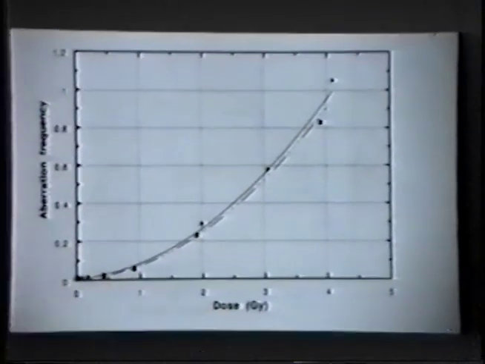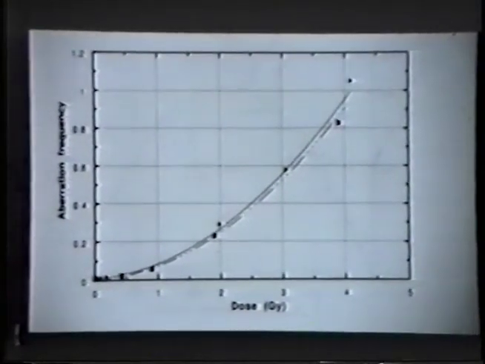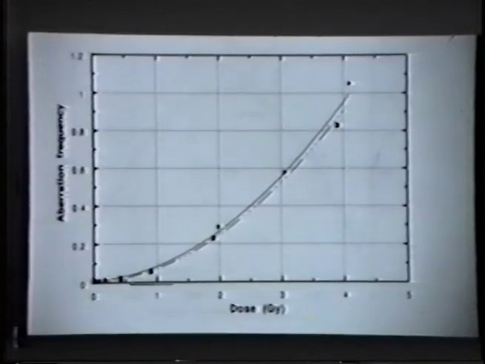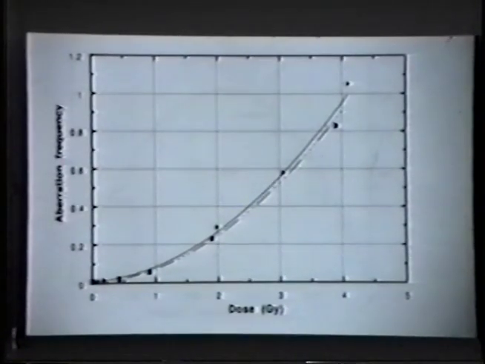And so what this gives you then is a very nice tool for measuring aberration frequency, in this case shown as a function of dose. What this allows you to do in the case of radiation-induced genetic damage is to look at the lymphocytes of exposed individuals and to measure the aberration frequency, and from that to estimate dose.